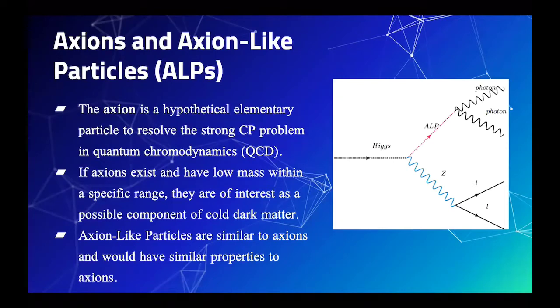Overall, let's just define some of these terms here. Quantum chromodynamics, or QCD, is the theory of the strong nuclear force that binds together nuclei. And the strong CP problem is a conundrum with the theory that requires a new particle in order to naturally explain symmetry in the theory.